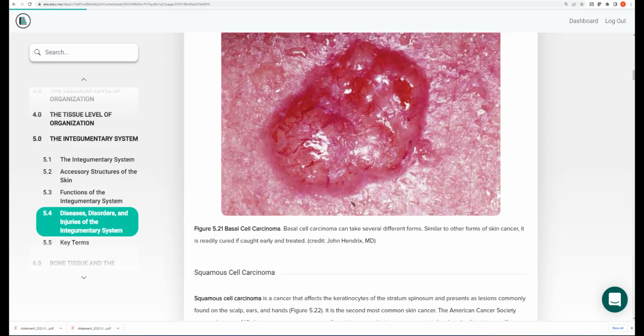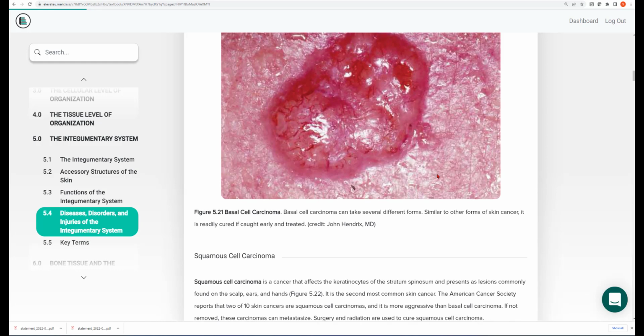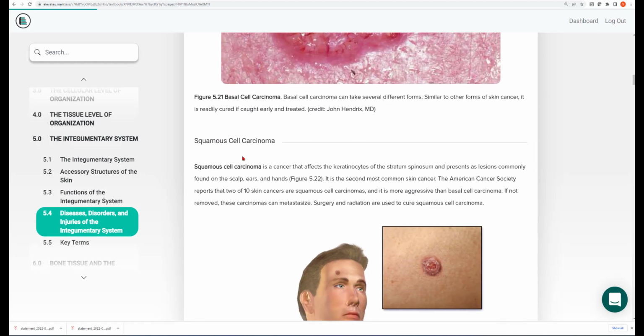Don't worry about recognizing them. Just know basal cell carcinoma is from the basal cells in the stratum basale. Squamous cell carcinoma, you also know where these are coming from. These are coming from the keratinocytes in the stratum spinosum. Again, found on the scalp, ears, and hands. Second most common type of skin cancer.